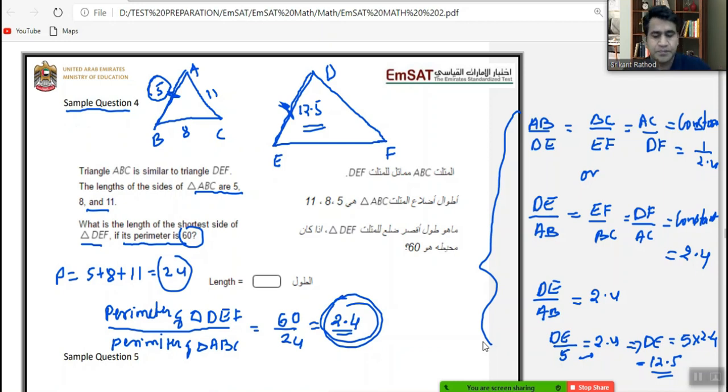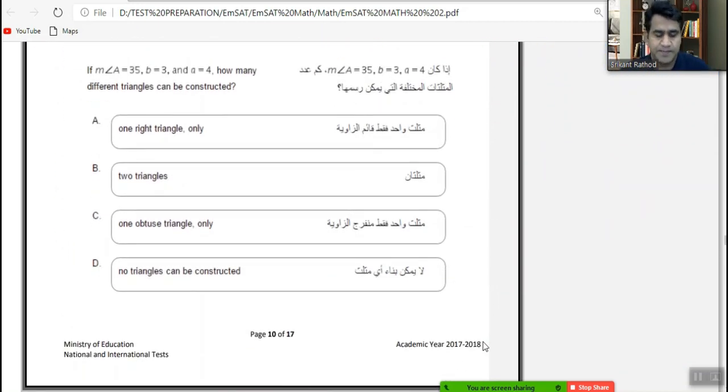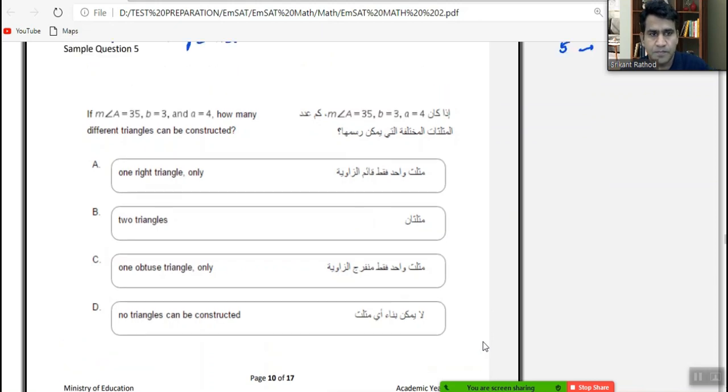All right, let's move to the next question, that is question number 5. If the measure of angle A is 35 degrees, and side B is 3 and side A is 4, how many different triangles can be constructed? So the question is about how many different triangles can be constructed. So let's draw based on the condition.